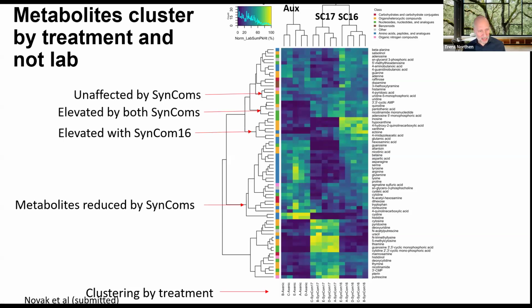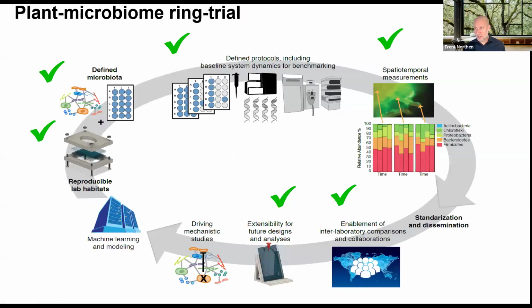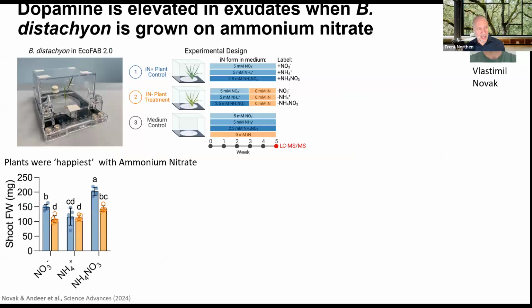Spent too much time going on this. And so we now have a reproducible system that everybody across the community can use to do mechanistic studies. And so now I want to go through some driving mechanisms, like how we can actually use this. So Vlastimil recently published a paper using the EcoFAB to study the effects of plant nutrition on exudation. And one of the most interesting things that we found is that, first of all, our plant really likes ammonium nitrate. So you get the biggest plant when you have ammonium nitrate present.